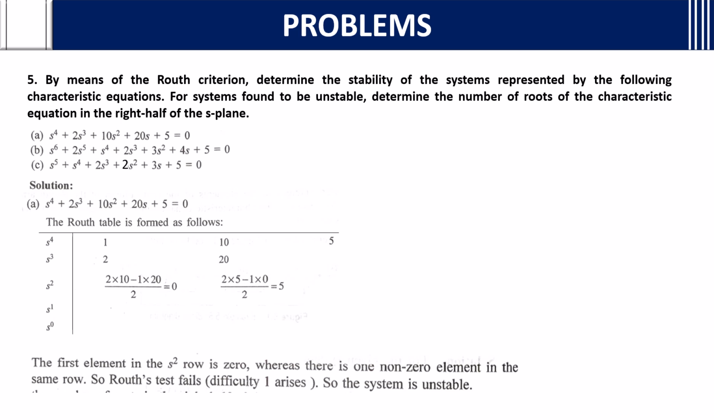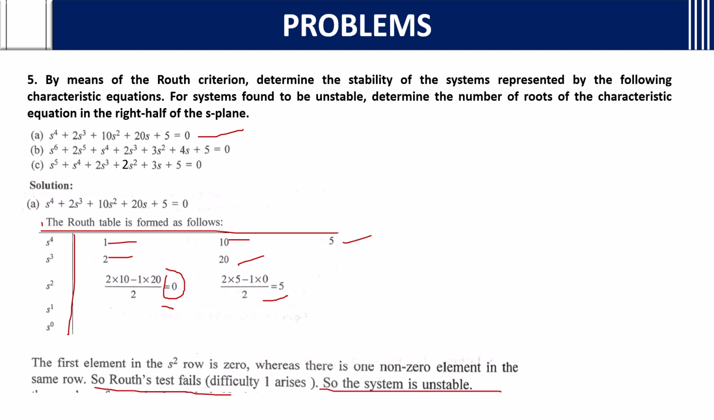First, we'll take the first characteristic equation. Same as the previous, you write the Routh table. I'm not going to repeat this. The coefficients are 1, 2, 10, 20, 5, but while doing it, you get 0 here. This is also a difficulty, because the first element is 0 while the second is not 0. So what you should do is use the non-zero element in the same row as a test. Anyway, the system is unstable, because you got 0 in the first column, and a 0 there also means unstable.